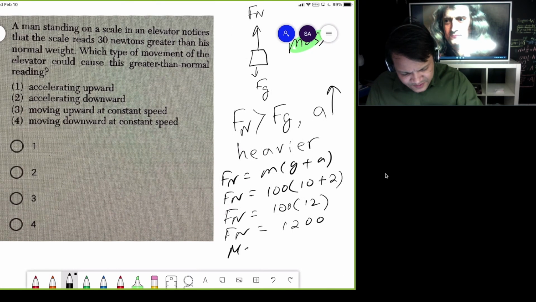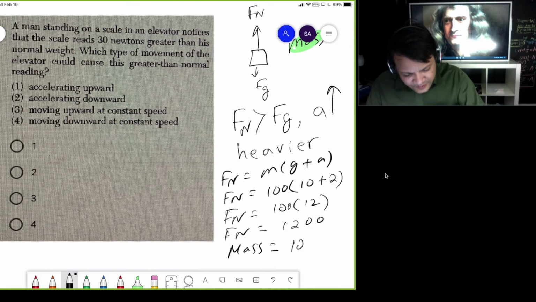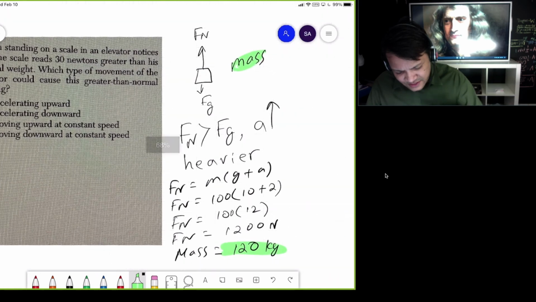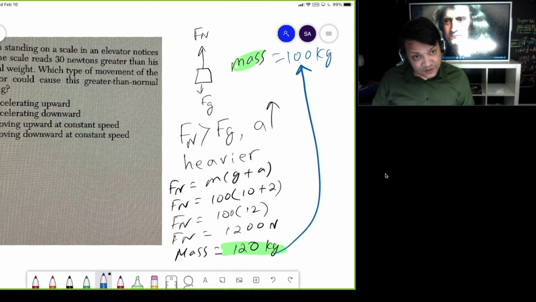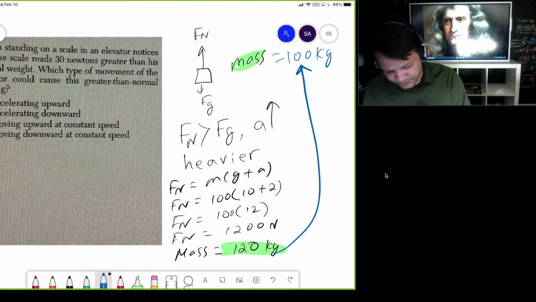So the scale will read 120 kilogram. That means the person will experience a weight heavier than his initial mass. His mass is 100 kilogram, and now the scale is reading 120 kilogram. The person feels heavier because the elevator is accelerating up.